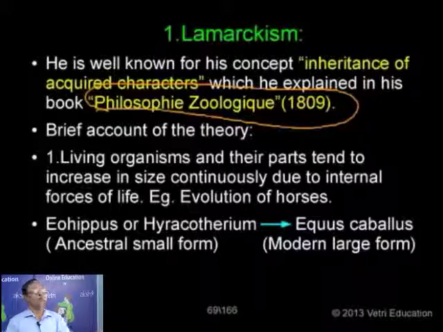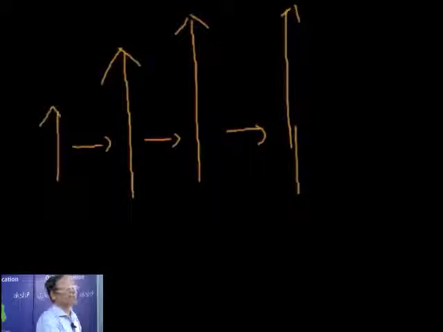So this is the first one: the small tiny animal has been modified into the present Equus caballus, the modern large form, in course of time. Further, he gave a number of fossil evidences, showing that what happened was from small to higher level. For example, this is the smallest form, then it gradually increases like that. I am taking the smallest from here. So this is what is happening during the course of evolution.